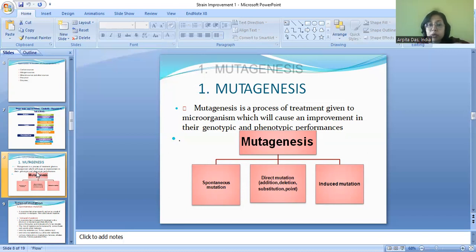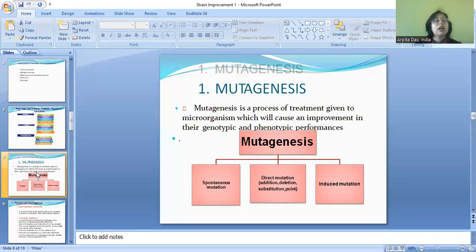So mutation can be spontaneous, it can be induced, and mutation can be direct or indirect. That means mutation means a certain change in the genetic structure of the microorganism. It can be imposed or it can be natural.